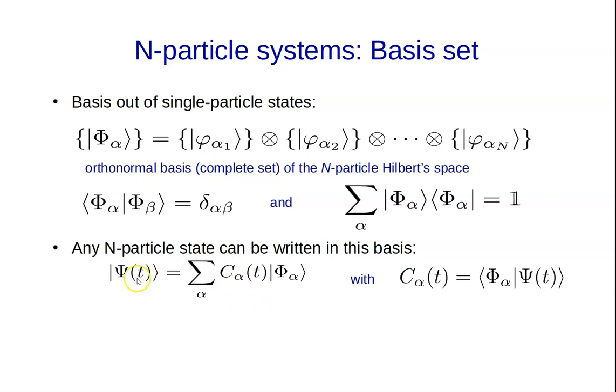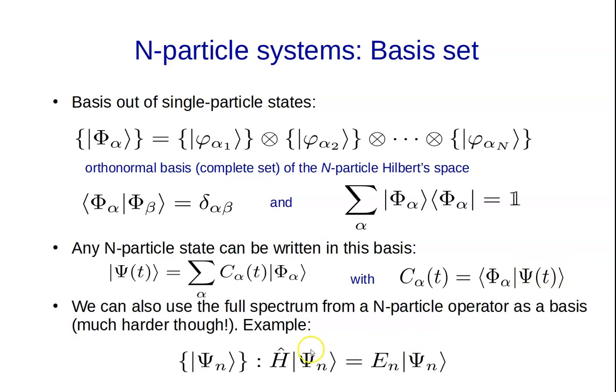And as such, if you have a generic n-particle state which is time dependent, you can expand this in this n-particle basis as well. And as before, the coefficients, these C coefficients, and here we're using a representation where the time dependence is encoded in these coefficients, will be given by this inner product between your basis state and your ket, your psi state, the state that you're interested in.